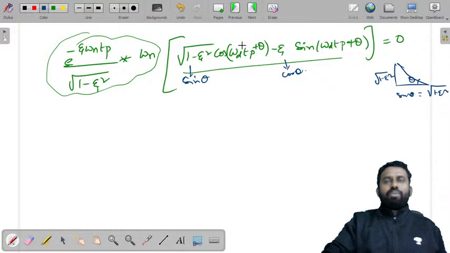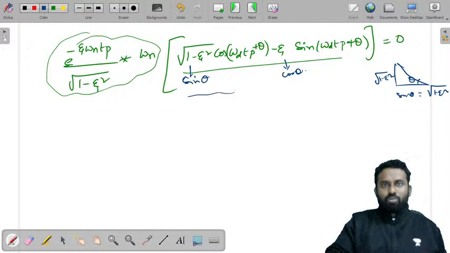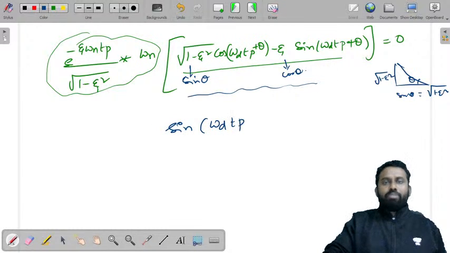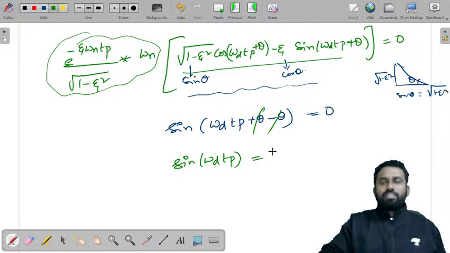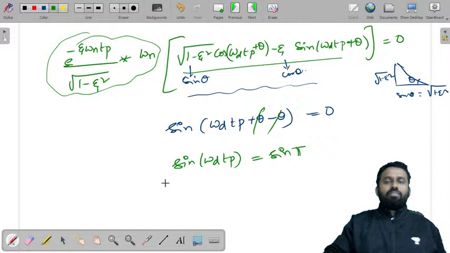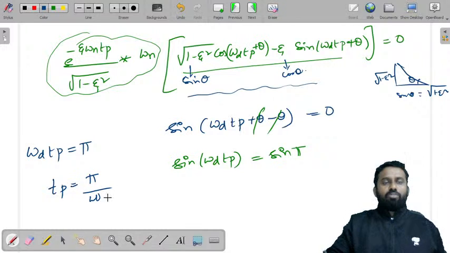So sin A cos B minus cos A sin B. What can you write this total term as? sin of (omega_d Tp plus theta minus theta) is equal to 0. You can cancel these two. Now this is sin omega_d Tp is equal to sin pi. Finally, you can write omega_d Tp is equal to pi. So Tp is equal to pi by omega_d.